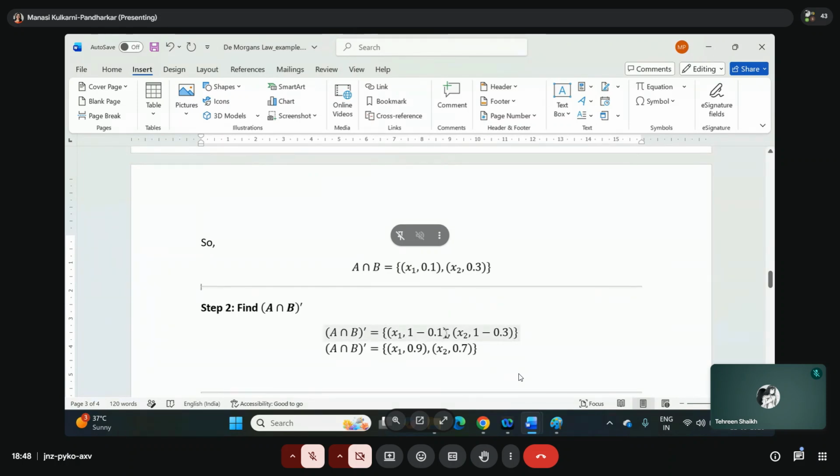So 1 minus 0.1 and 1 minus 0.3. So 0.9 and 0.7 is the A intersection B, the whole complement. Have you got the same thing?